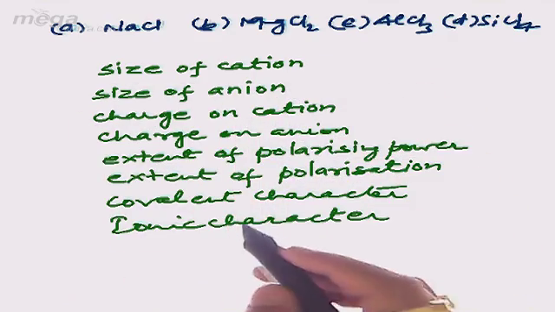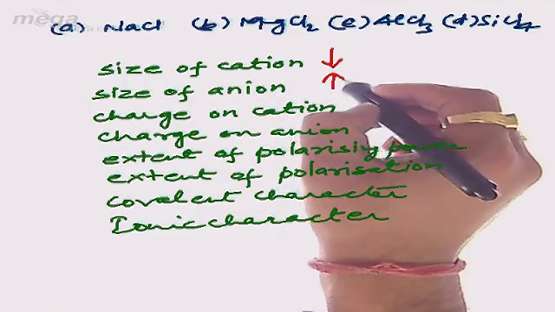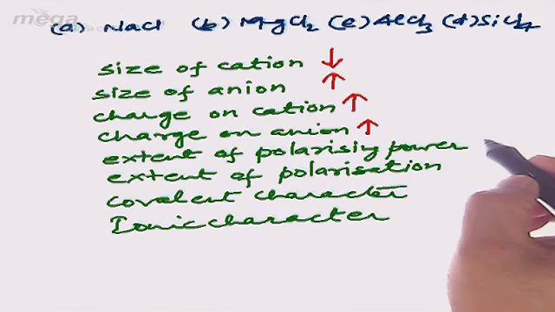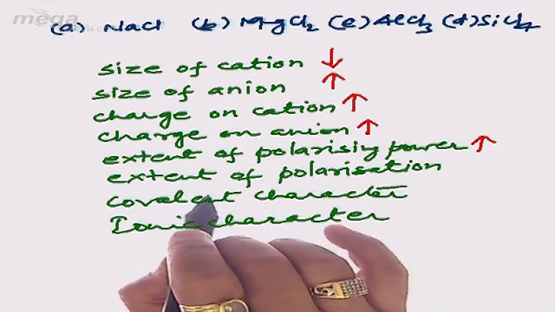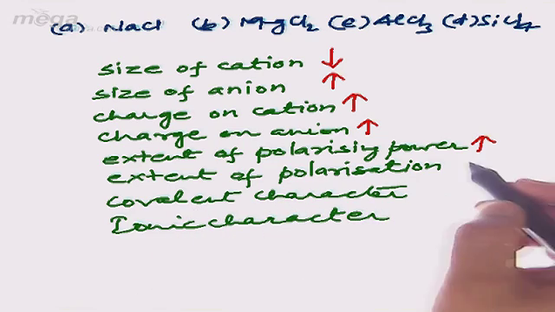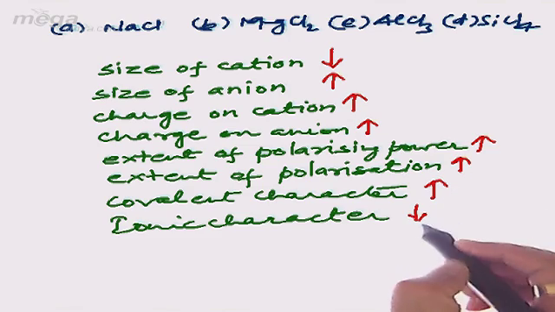Now we have discussed already that as the size of the cation decreases, or the size of anion increases, or the charge on cation increases, or the charge on anion increases, then the polarizing power of the cation will increase. Means the cation will distort or polarize the anion to more extent, and hence the extent of polarization will increase, the covalent character will increase, and the ionic character will decrease.